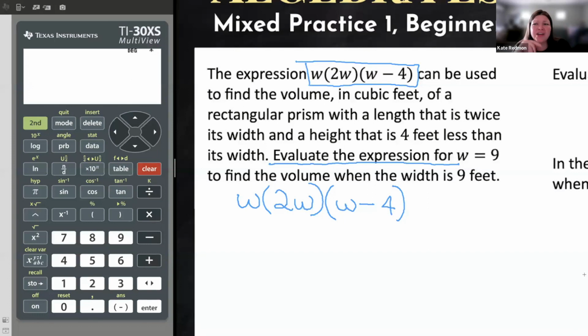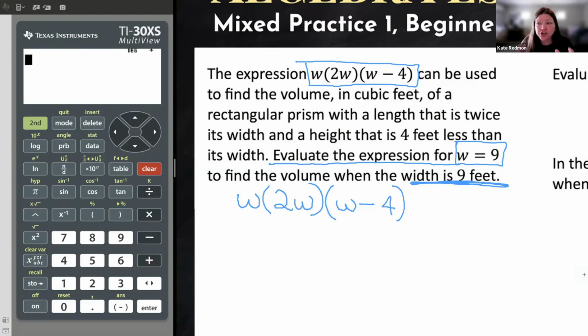And now you look at this and you go, Kate, I don't know what to do. W, this is horrible. You're trying to algebra me again and I can't stand it. Guys, we know what W is. Look what it says. It says evaluate the expression for W equals 9 to find the volume when the width is 9 feet. W is not some mystery you have to solve for.